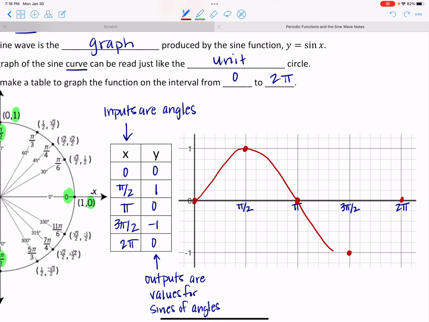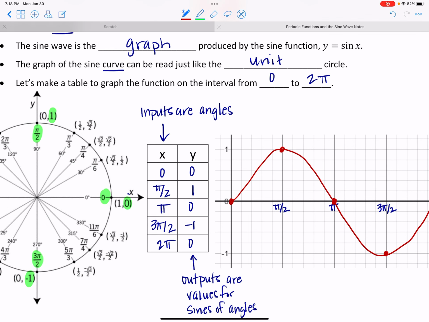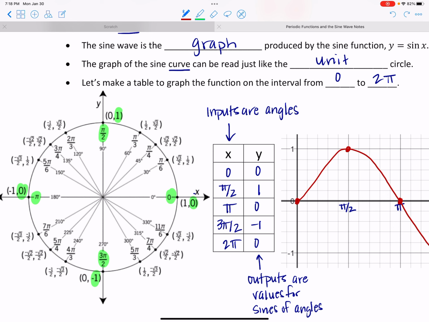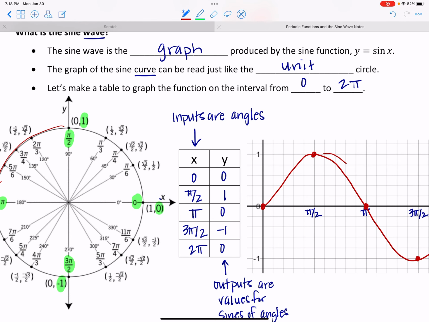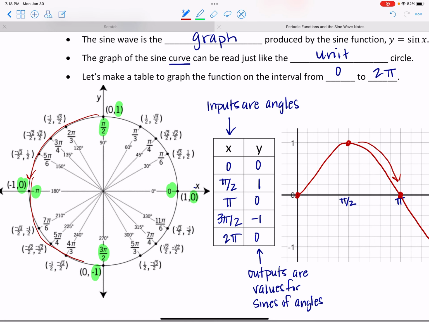Connect the points here. We can connect these because there are sine values in between the ones I chose. I just didn't want to graph them. But in between 0 and pi over 2, we saw these increasing, so we see the graph increasing here. And then after pi over 2, the y values were going down, so we see the graph decreasing, and that was continuing around here, right? Decreasing here, and then once we turn, we're going to increase again.